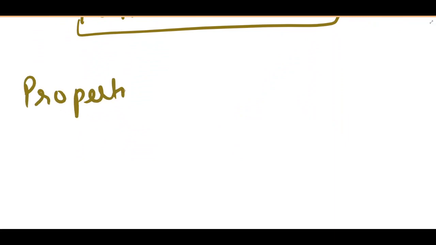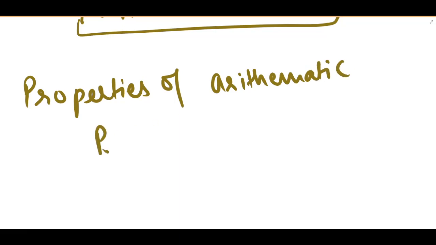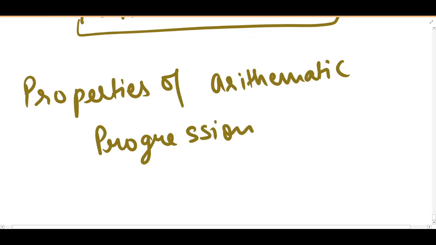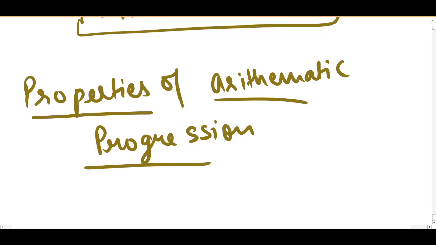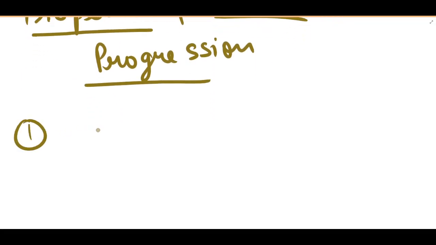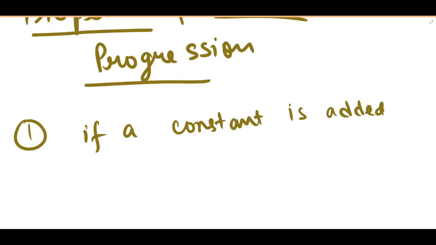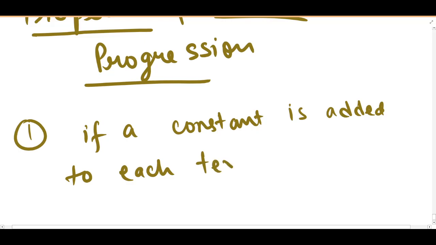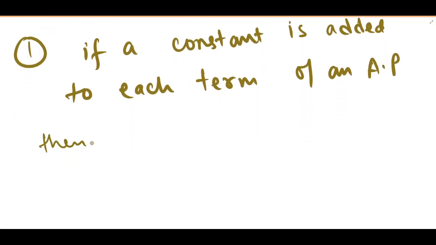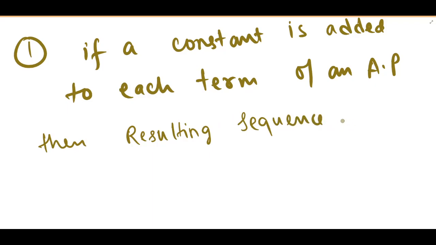So what are the properties of arithmetic progression? First, if a constant is added to each term of an AP, then the resulting sequence is an AP.